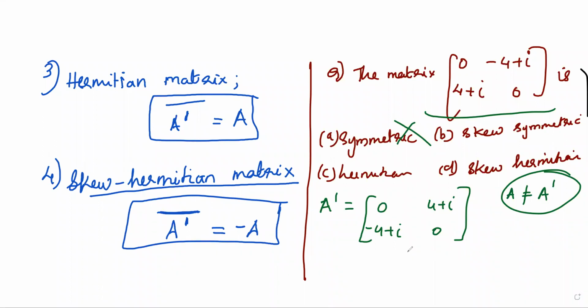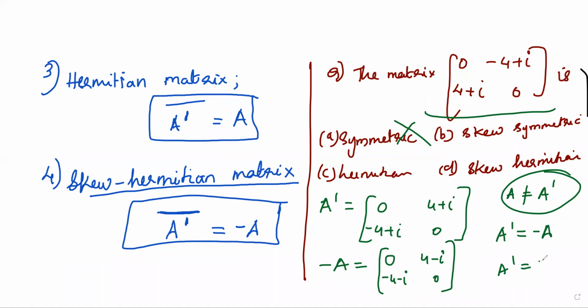Now check whether A transpose is equal to minus A. What is minus A? Minus A means 0, 4 minus i, minus 4 minus i, 0. So is A transpose equal to minus A? No, it is also not the same. So that is not a skew symmetric matrix also.